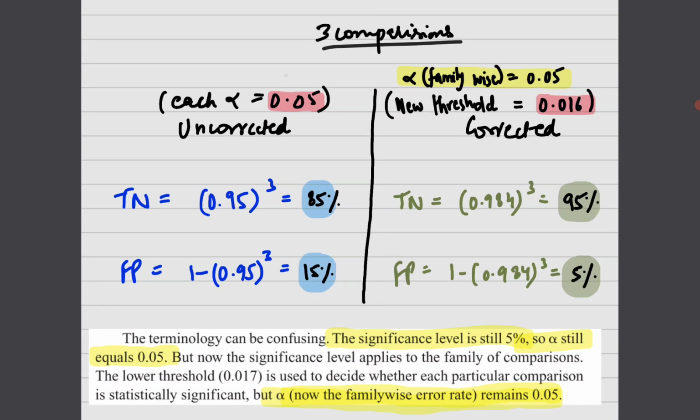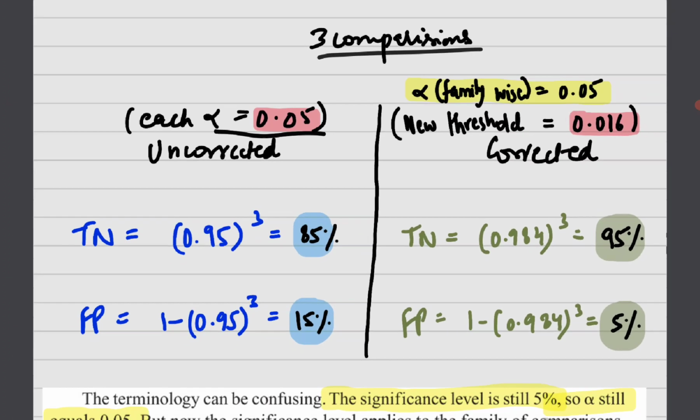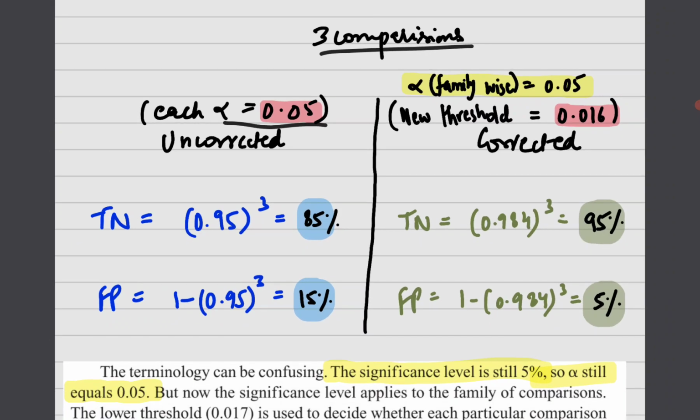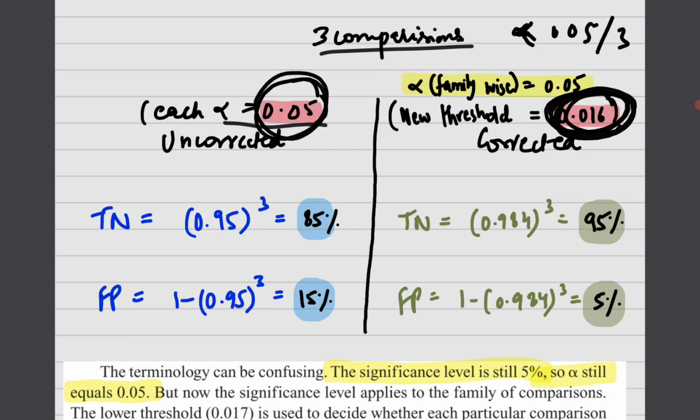Before correction, you know that the alpha level will be 0.05. And after correction, what will be the new significance threshold? This is something we call the per comparison error rate. The per comparison error rate after Bonferroni correction will be 0.05 divided by 3, so that will be about 0.016. This is the per comparison error rate after correction, and before correction it was 0.05. Now you can calculate FWER for each of these cases and compare.